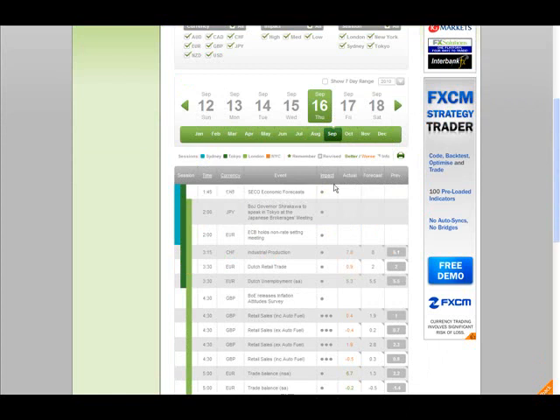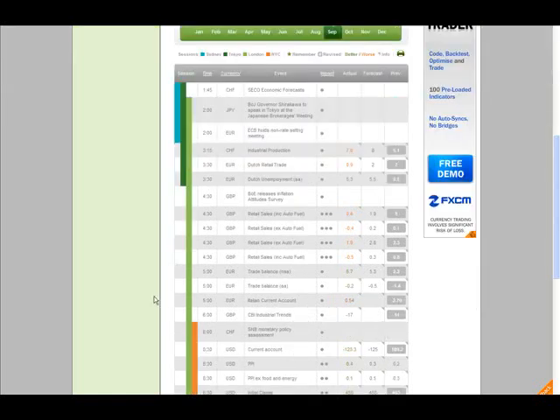So under impact, we want to make sure it has at least 2 dots, if not 3, because anything less than that, it probably won't cause too much of a hiccup in the market and really won't affect us. So if I go under this currency column, the first thing I see is at 4:30 we have a few GBP reports, most notably the retail sales, and you can see that they had 3 dots of impact. So this is something definitely that we want to jot down. So I'm going to write that down on my notepad.